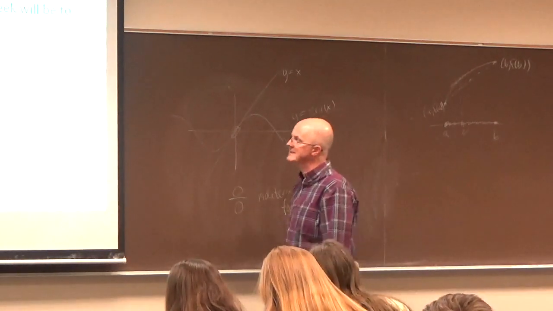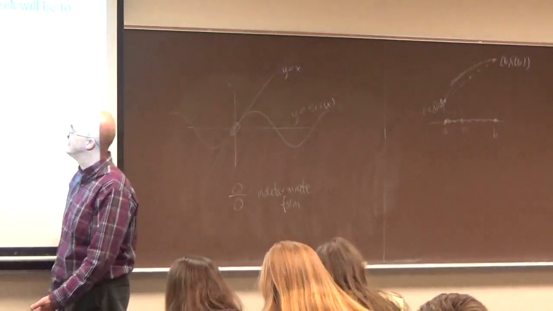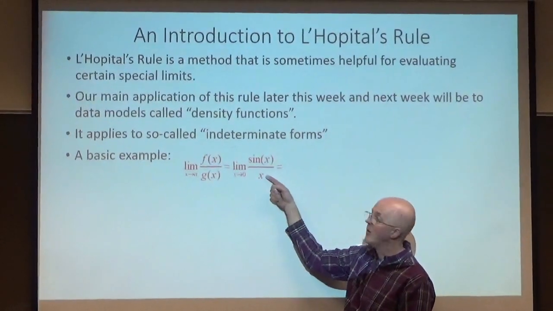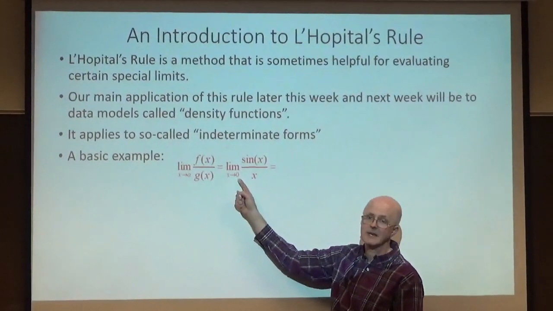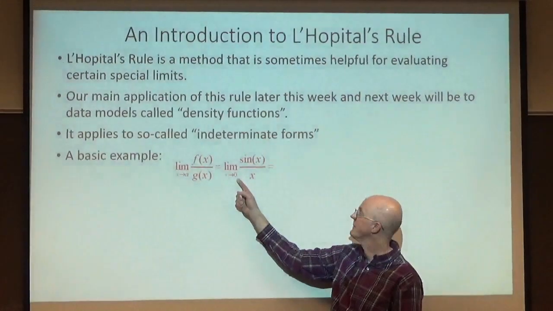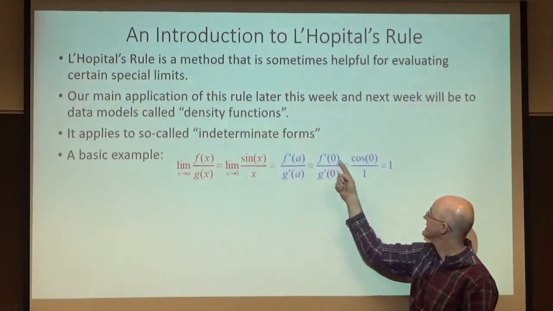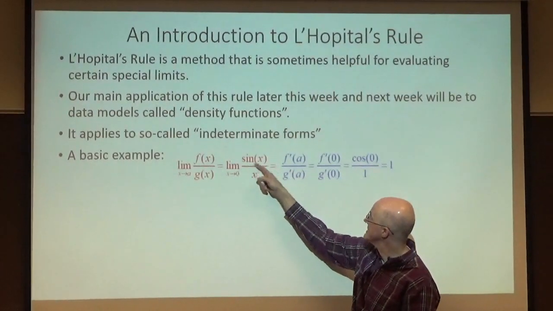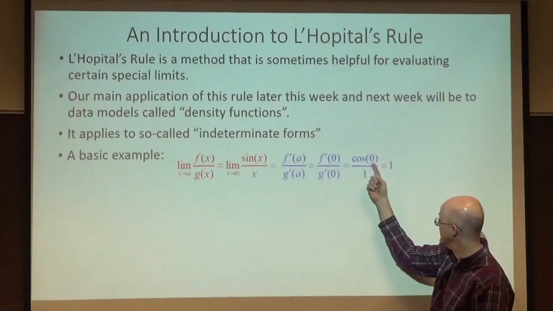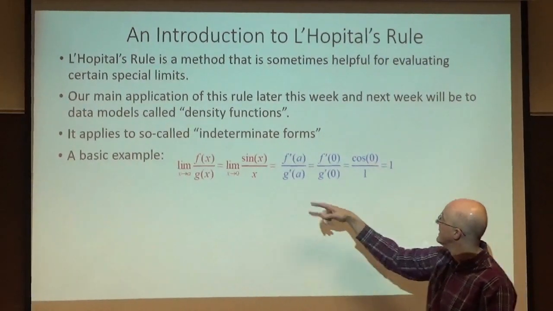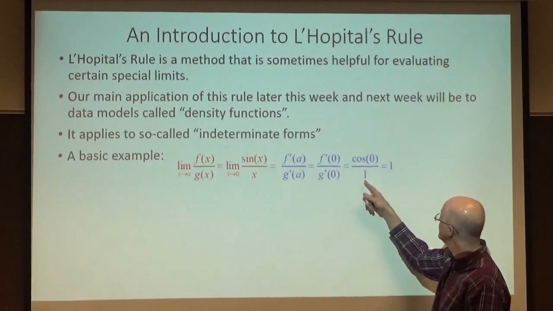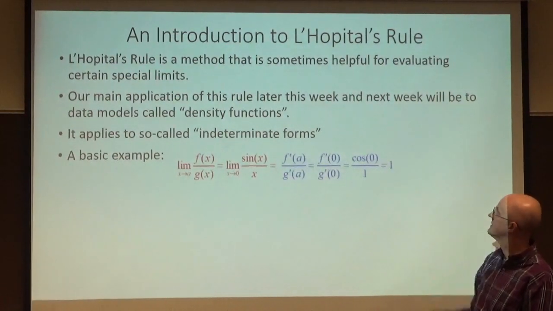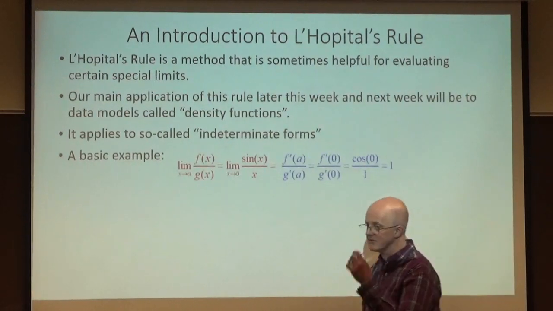And what L'Hopital's rule says to do in this simple situation is to take the derivative of the top divided by the derivative of the bottom when you plug in x equals a, which is 0 in this case. Here's what I mean. In this case, it's f prime of 0 divided by g prime of 0. The top function, sine of x, has a derivative equal to cosine of x, so I plug in 0 into cosine. The bottom function, x, has a derivative equal to 1, so I put a 1 there. Cosine of 0 is 1. 1 over 1 is 1. There's a basic application of L'Hopital's.